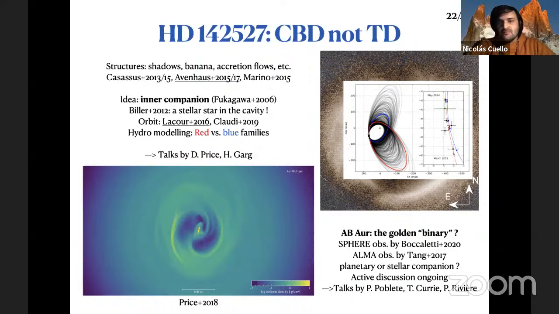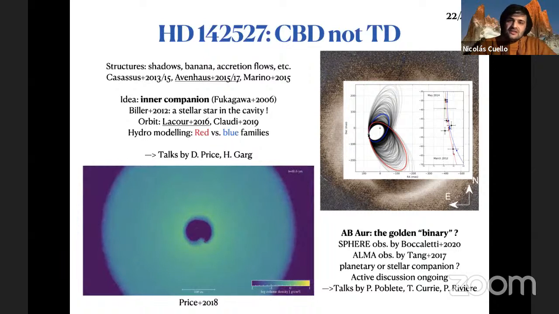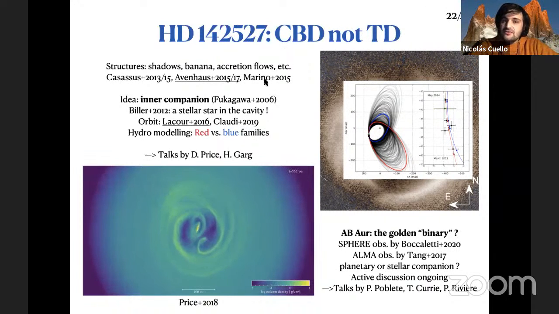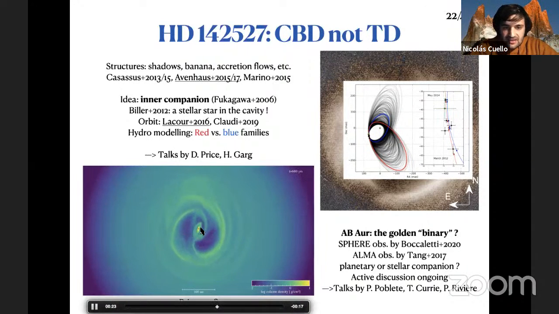So we did hydro modeling of this. And basically, we saw that the orbit of the inner companion was very, very closely related to the morphology that was created in the disk. And in particular, you can see that there are accretion flows. There is an inclined inner disk that might be casting the shadows that Avenhaus reported here and that Marino and collaborators said was caused by an inclined inner disk. The inner disk is there, and you form it easily for red orbits at least.